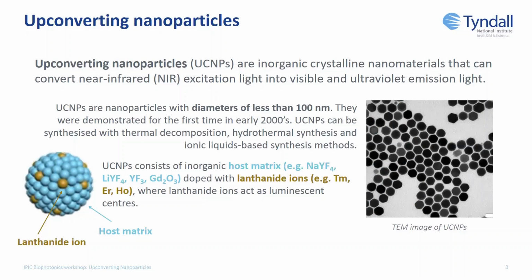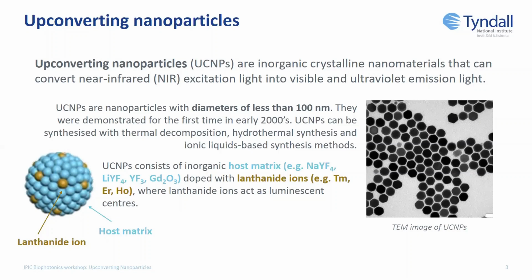So upconverting nanoparticles are inorganic crystalline nanomaterials, and their main feature is the fact that they can convert near-infrared light into visible, ultraviolet, or also other near-infrared emission light. So they are typically less than 100 nanometers in diameter, and you can see a TEM image of the upconverting nanoparticles on the right-hand side of the slide. And they were first demonstrated in about the early 2000s. And since then, they really attracted a lot of attention from different research groups because they are very suitable for a lot of applications, and that's what we will talk about today.